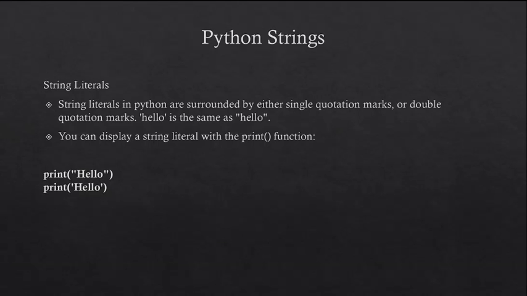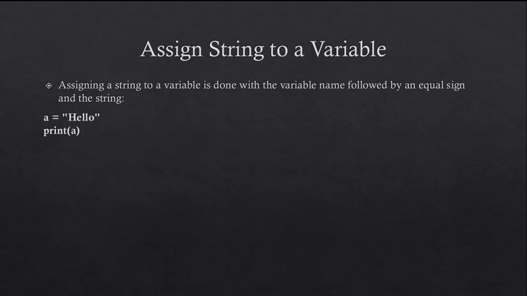What I'm going to do about Python: I'm going to begin with strings. String literals in Python are surrounded by either single quotation marks or double quotation marks. Hello with a single quote is the same as hello with a double quote. We can display a string literal with the print function, putting it within parentheses. It doesn't matter whether it is a single quote or a double quote.